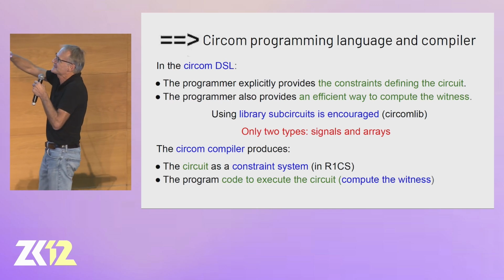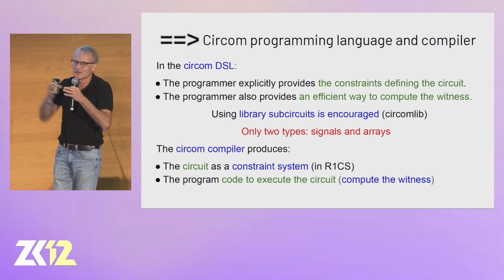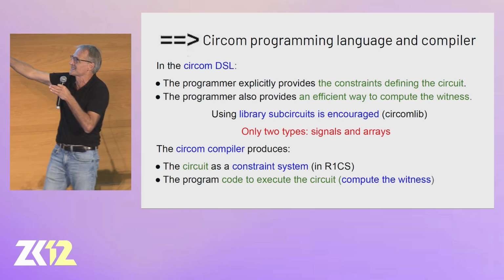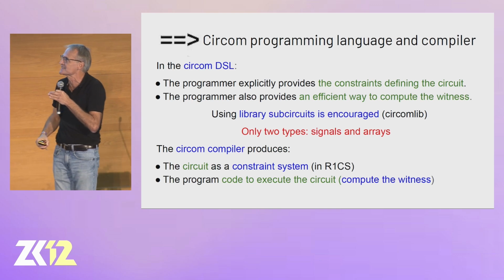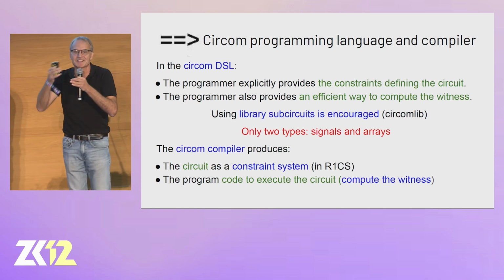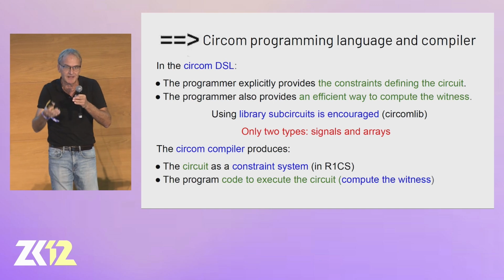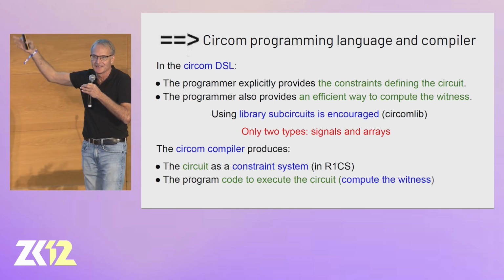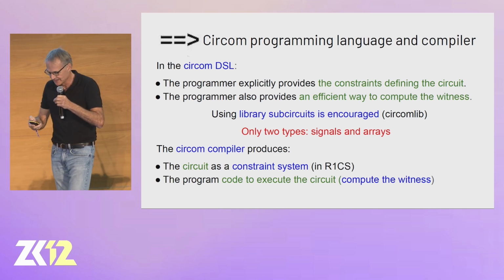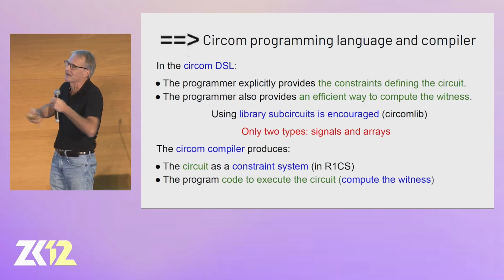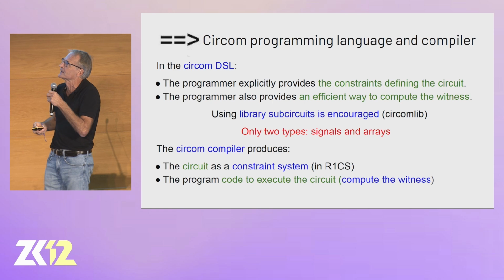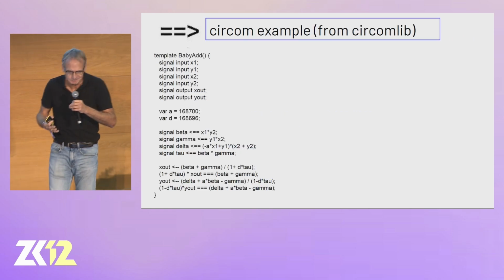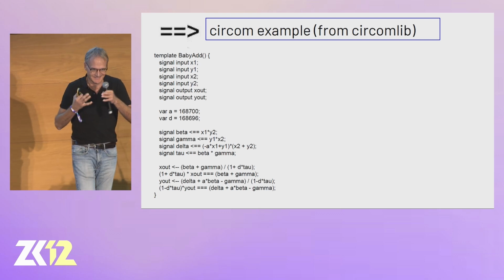So what is the compiler doing? The compiler produces both things: the circuit, which is a constraint system in R1CS, and an executable, currently in WebAssembly or C++, that can be used to run the circuit efficiently. So this is what the compiler produces out of the Circom code. Now let's motivate the problem.